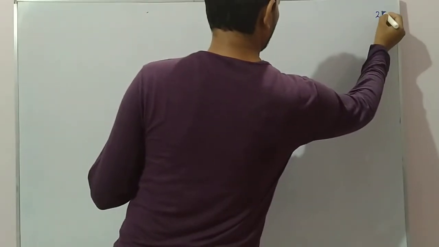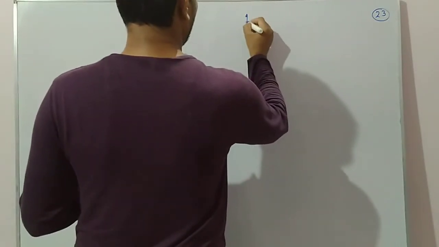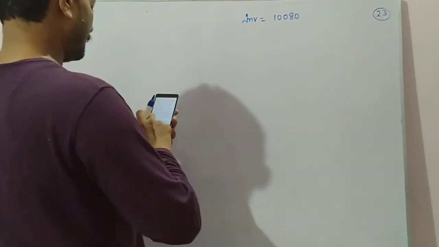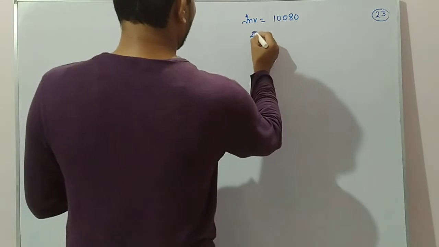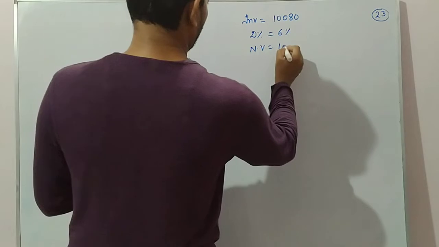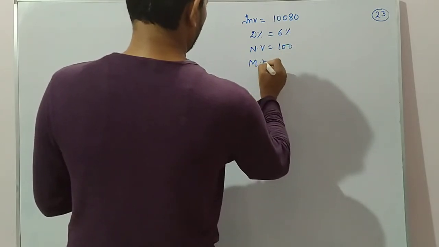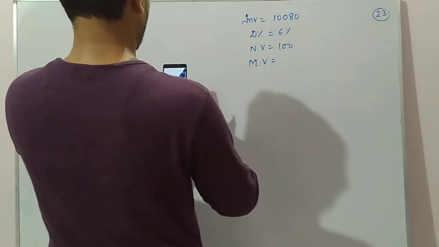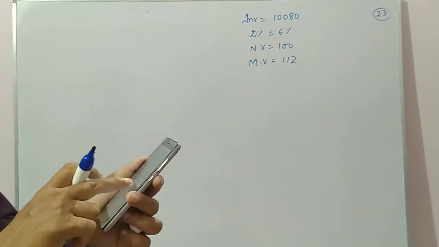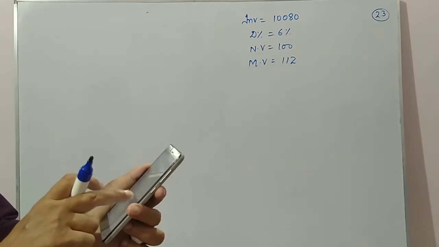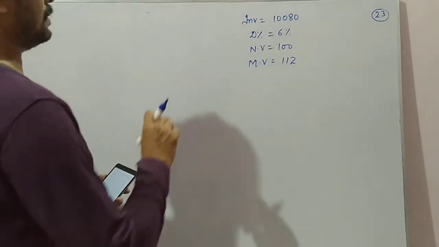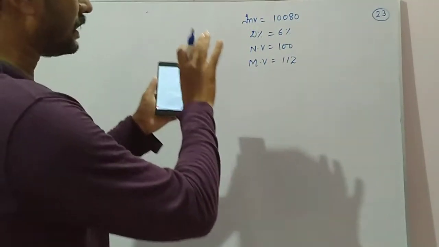So, question number 23. Investment is 10,080. Dividend percent is 6%, nominal value is 100, and market value is given as 112. Here it is given to find the annual income, and after that, when the share falls to rupees 96, he sells out the shares. So first of all, we will determine the number of shares and dividend.